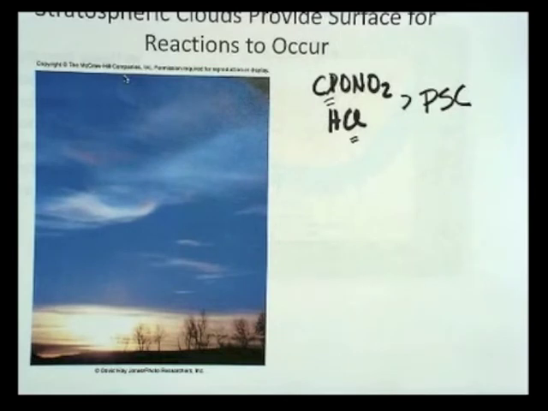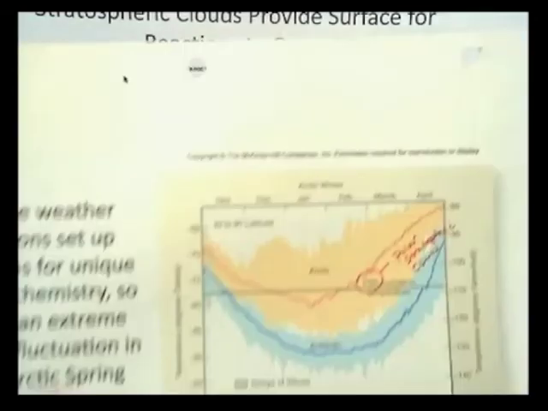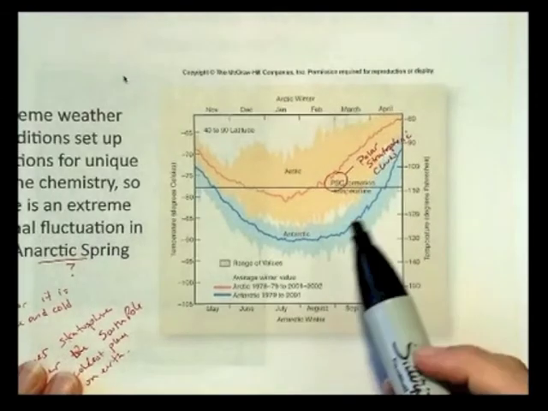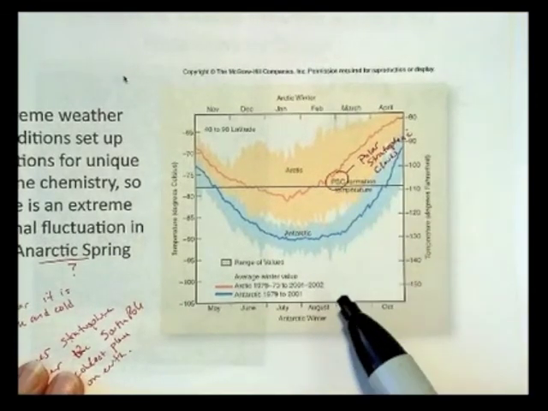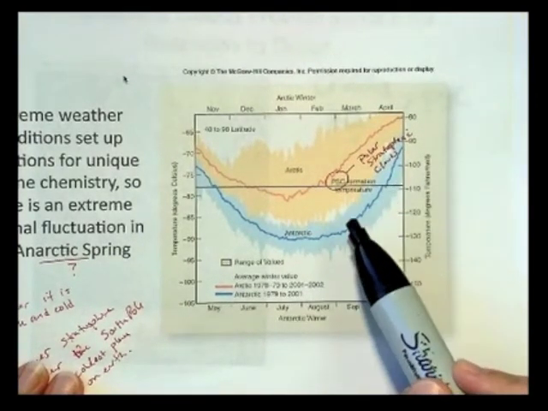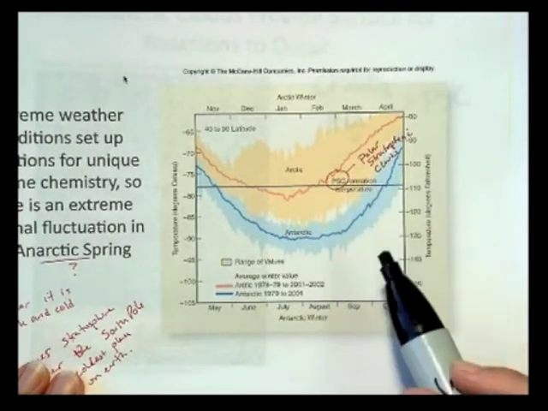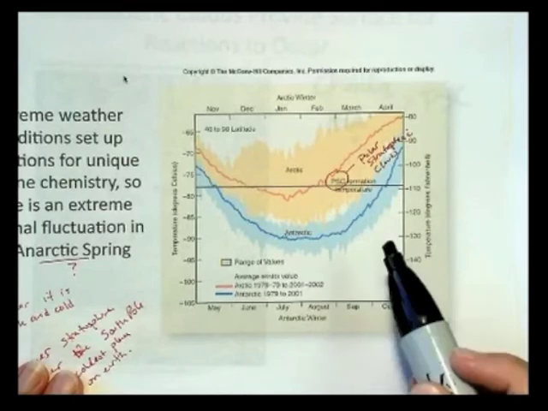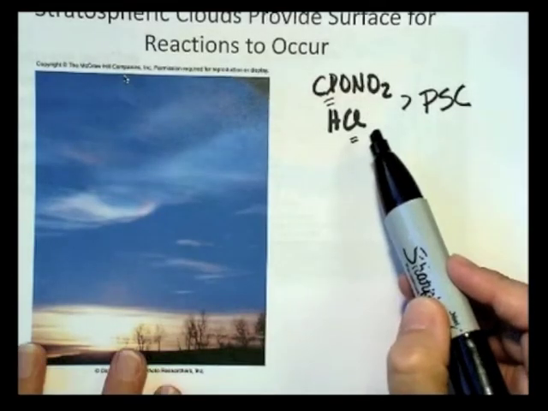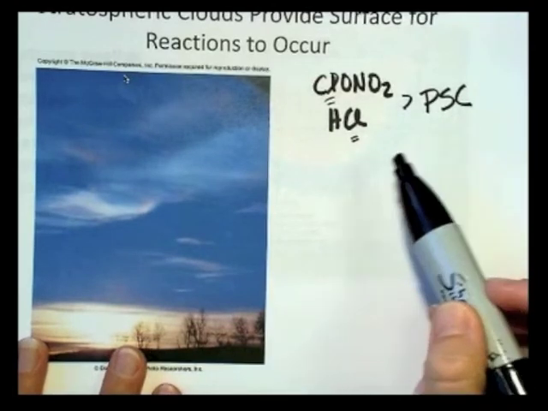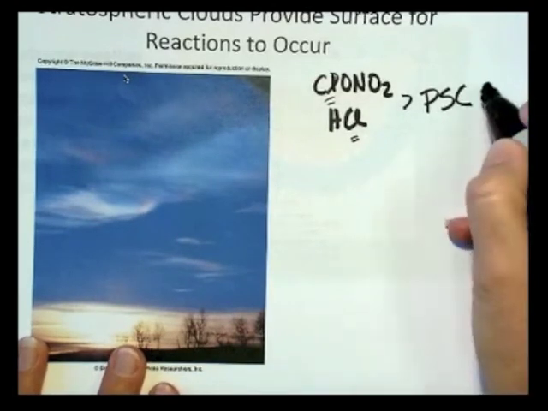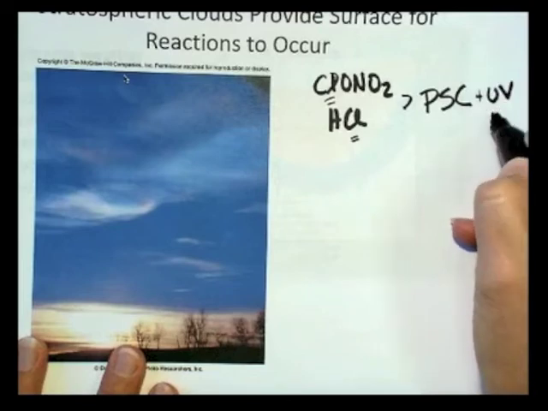But once the sun comes out, and it's still very, very cold, in September, if you look back at this plot here, in September, it's still very, very cold. You still have, in the Antarctic, the appearance of these polar stratospheric clouds, but the sun's coming out. So you've got a solid surface with these molecules stuck to it, plus the sun coming out. So then you have the presence of the clouds and then ultraviolet light.